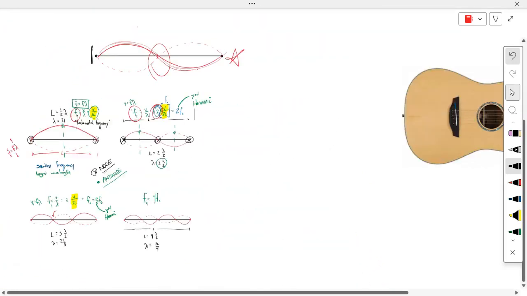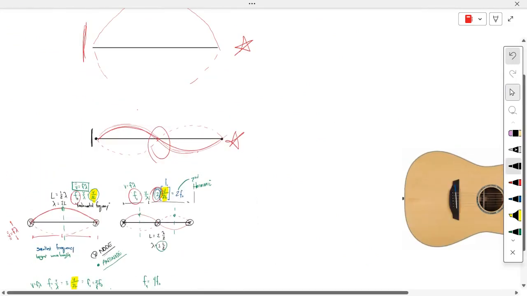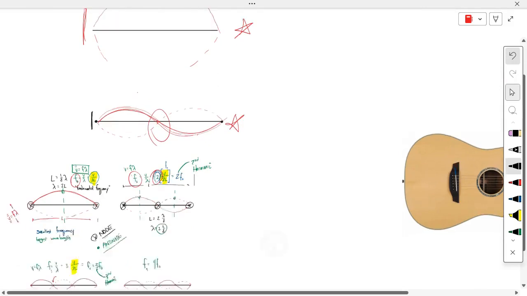Okay? A lot there, buddies, but the basics lie in some truths about what has to be true for a wave on a string.